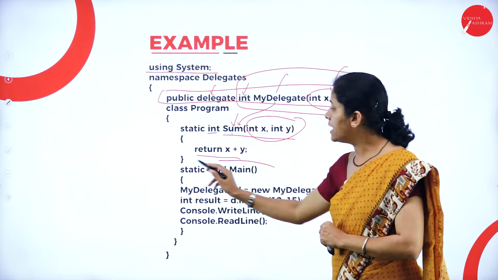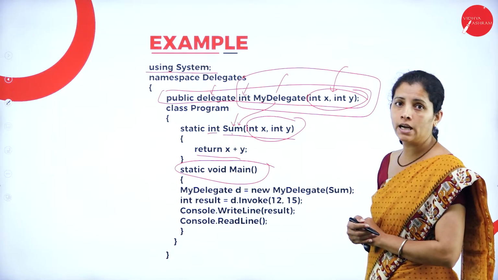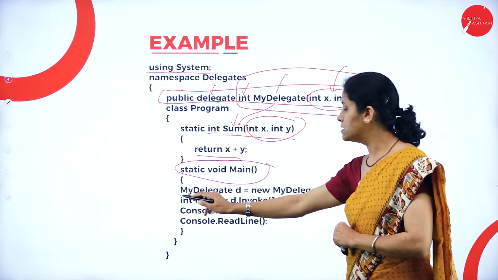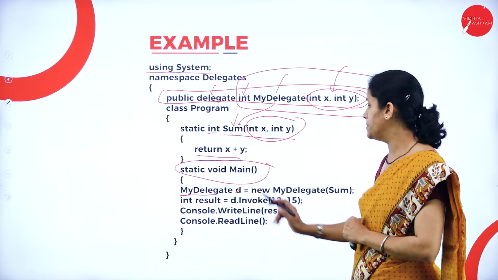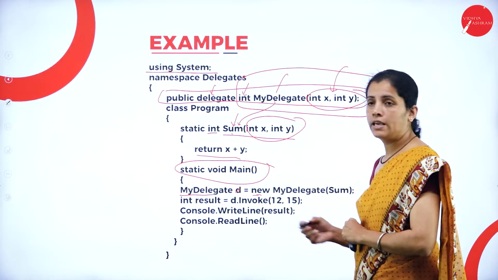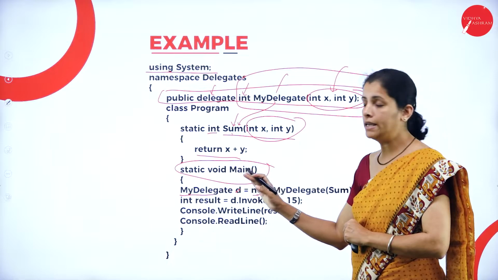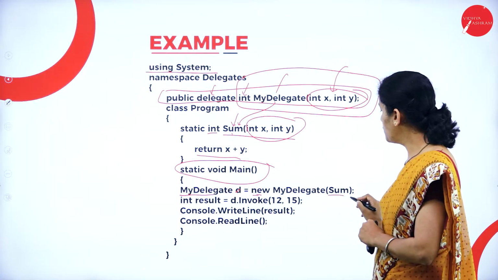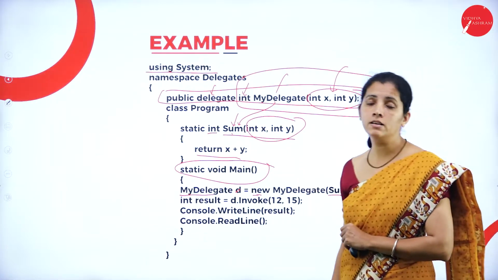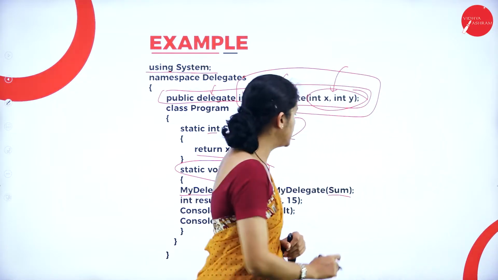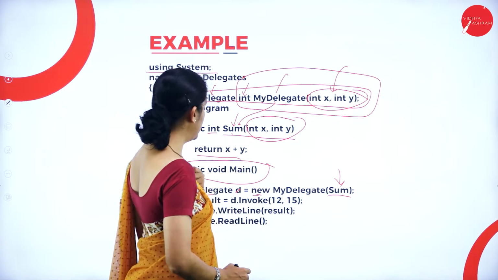See here, inside the main method, I'm going to create the object of the type delegate. So what is the delegate name? My delegate's object is d. I'm going to use the keyword new to create the object of the type delegate. And see here, I'm going to pass the method name. What is my method name here? That is sum. Now, I want to invoke the delegate.